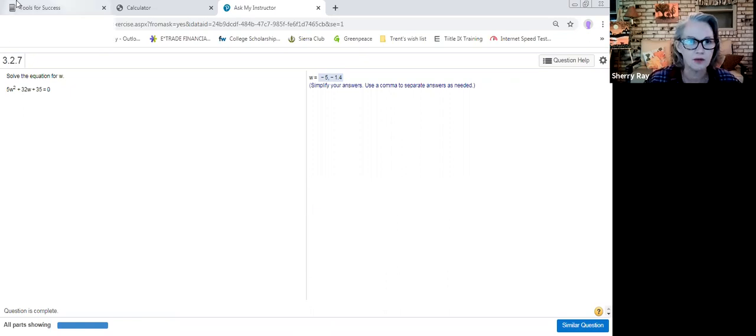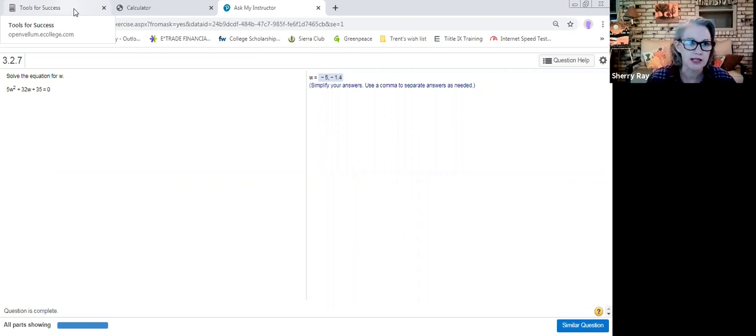Now, on my math lab, all of the problems in this section are probably easiest if they're done graphically, but that's not going to work 100% of the time, because sometimes you have a function that doesn't have any x-intercepts, and then you would have to use your quadratic formula.